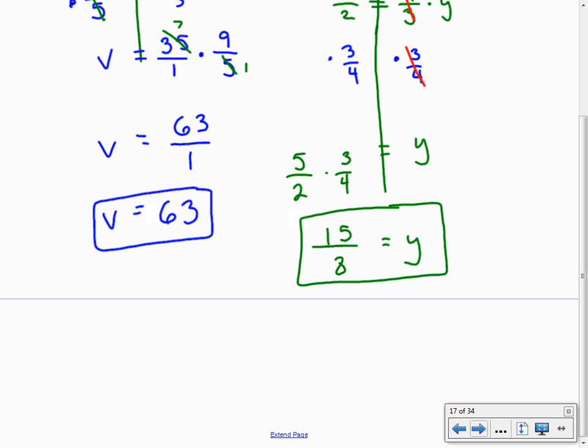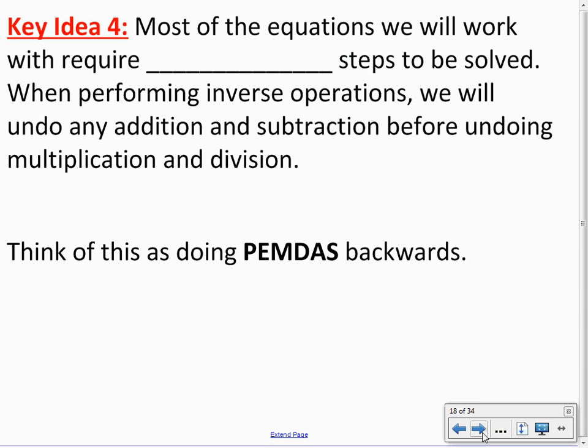So everything we've done so far has still been a one-step equation. Okay, let's look at some that have multiple steps. And honestly, most of the equations that we work with this year will require multiple steps to solve.